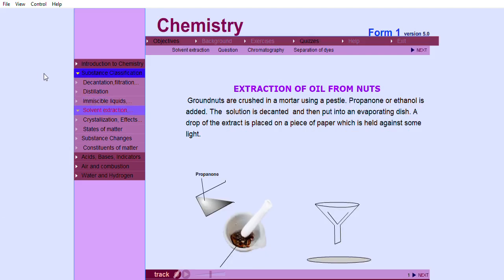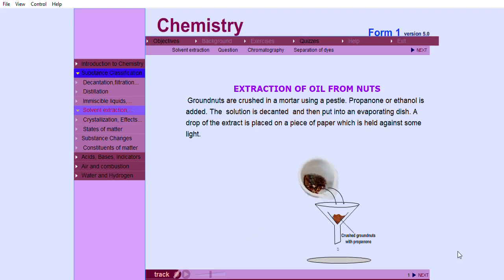When groundnut seeds are crushed in a mortar and propanol added, the resulting solution left in the sun, the propanol evaporates, leaving oil in the evaporating dish. The groundnuts contain oil. The oil is tested by applying some on the paper. It leaves a translucent patch on the paper. This method is known as solvent extraction.